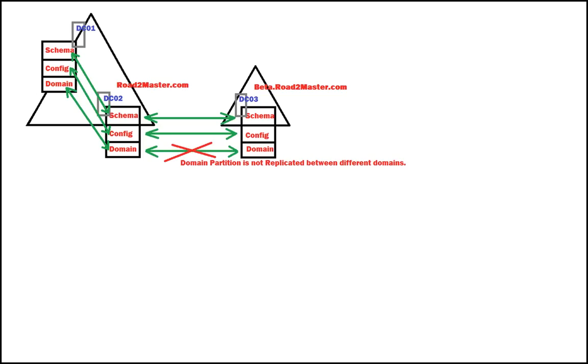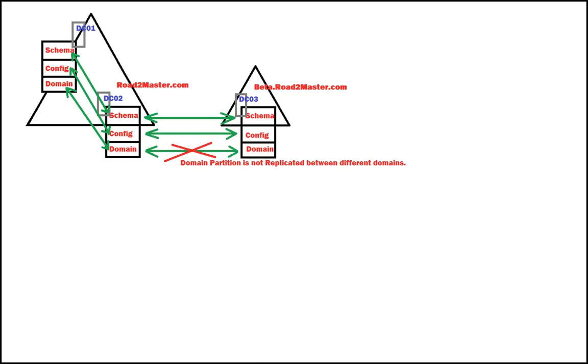So if you have 2 domains, domain partitions are not replicated between each other, which means if you create a user in roadtomaster.com, it will stay in the roadtomaster.com domain. It will not reach the other domain, beta.roadtomaster.com. I think that makes 100% sense, right? Because if you create a user in one domain, it should stay in that domain. It should not go to the other domain, right? So that's the basic thing you need to understand: how the replication happens.